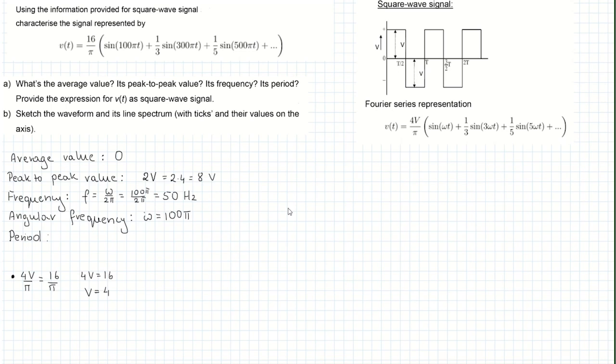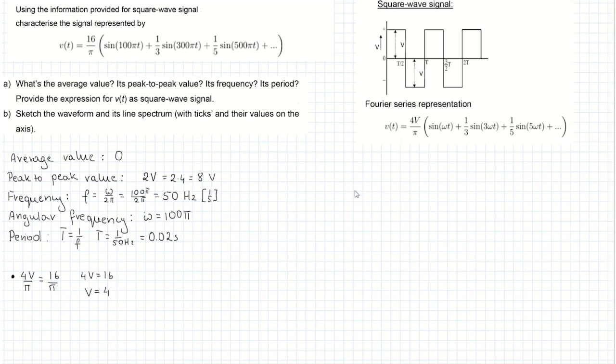When it comes to the period, we have to calculate it by T being equal to the inverse of our frequency. So T is equal to 1 over 50 hertz. Hertz is 1 per second. That means that the value of T will be given in seconds. And this is 1 over 50, which is equal to 0.02 seconds. So we calculated our period.